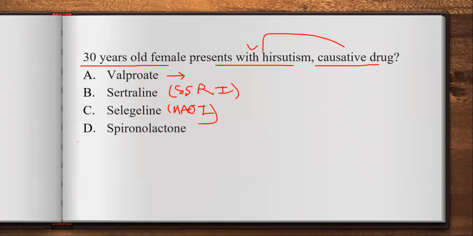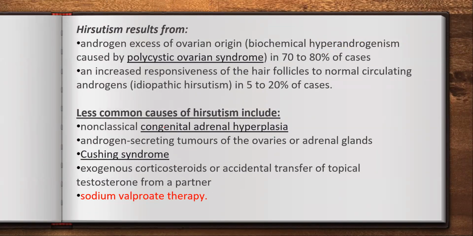So first of all, rule out spironolactone because spironolactone sometimes is used to treat hirsutism. Okay, so rule that out. Then among these three, it can be hard to find out because none of the given medication causes hirsutism that much. But I have found it in the ETG guideline that hirsutism results from excessive androgen from ovarian origin, which is mainly related to polycystic ovarian syndrome. That's the most common cause. Sometimes it could be idiopathic, that means no known cause.